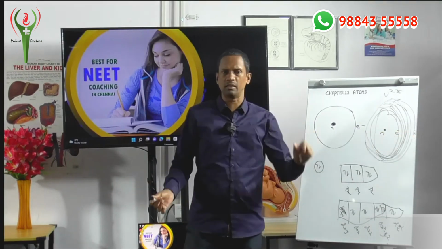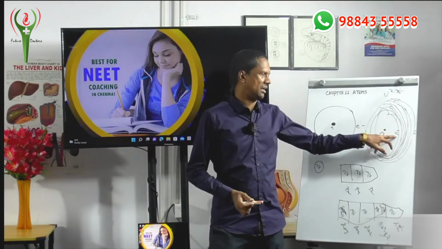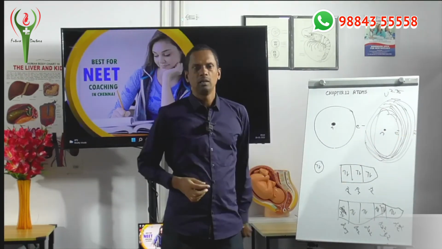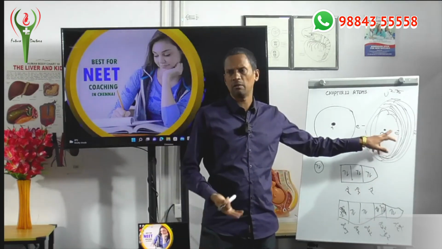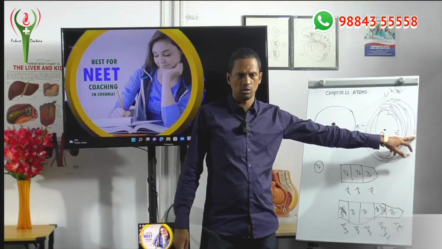So which will have the attraction? The nucleus and the electrons have attraction, so which will have the most attraction? The electron in the inner orbital. The inner orbital will have the highest attraction to the nucleus. This one is the very outermost.